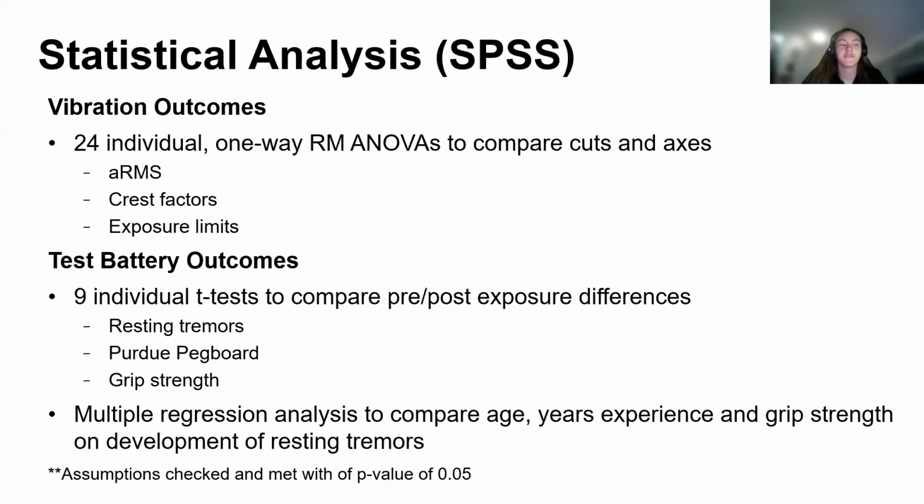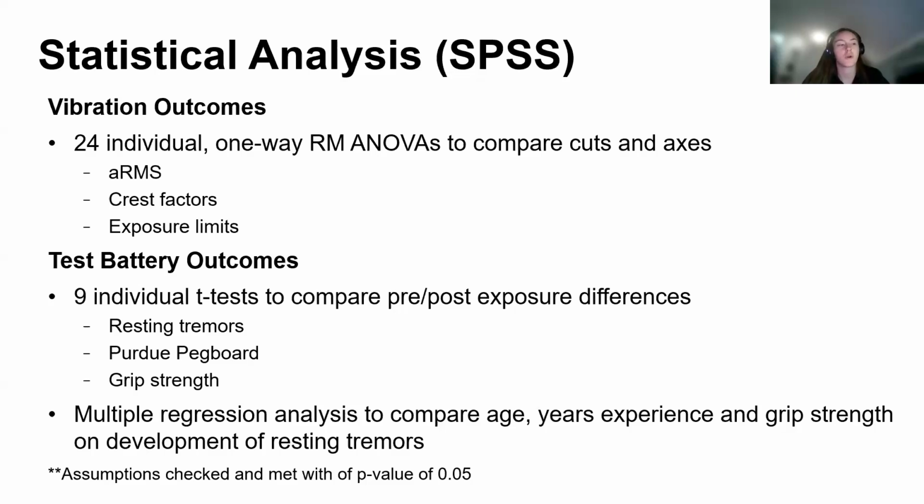To assess the vibration exposures, so this is the RMS values, crest factors, and exposure limits, we did 24 individual one-way repeated measures ANOVAs. These were completed to evaluate the differences across the axes and the cuts. As well, we had a test battery where we compared 9 individual t-tests. These, again, compared pre and post. So this was the resting tremor, pre-pegboard, and the grip strength.